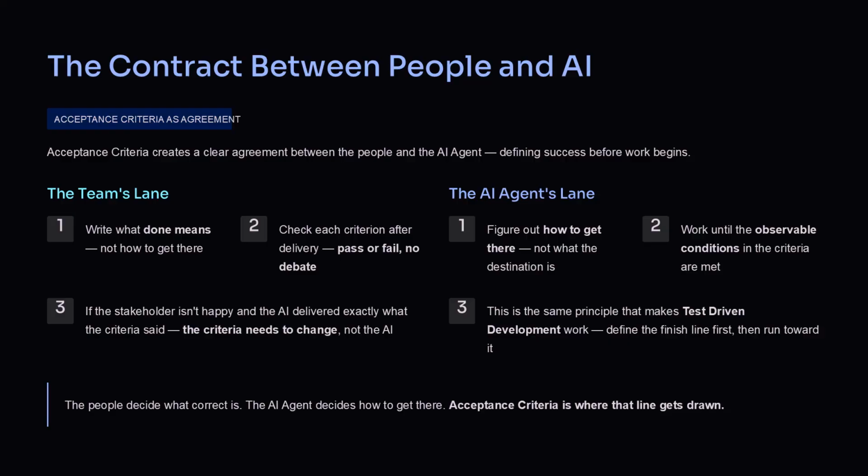On the AI side, the role is equally clear. Determine how to achieve the outcome. Work until the observable conditions are satisfied. This is the same principle behind test-driven development. Define the finish line first, then move toward it. The people decide what correct is. The AI agent decides how to get there. Acceptance criteria is where that boundary is drawn.